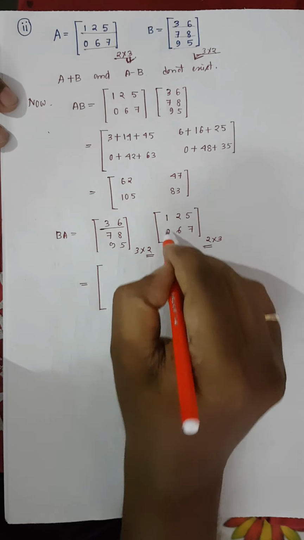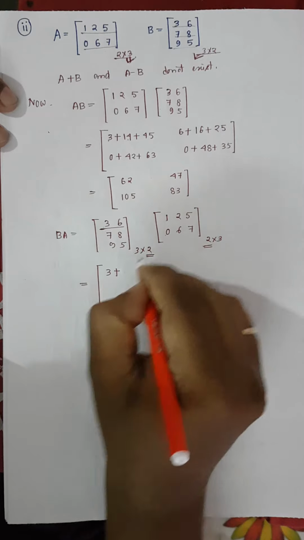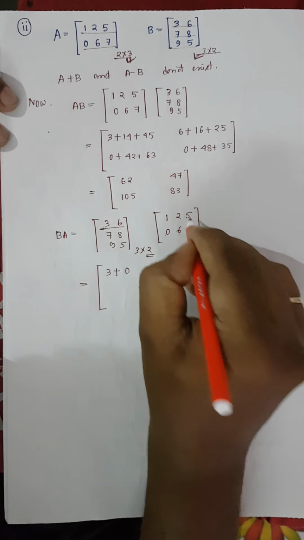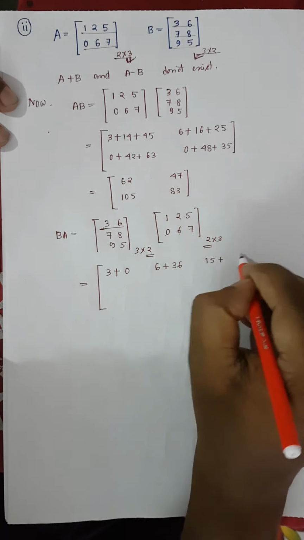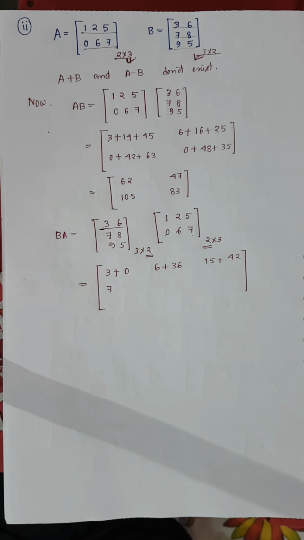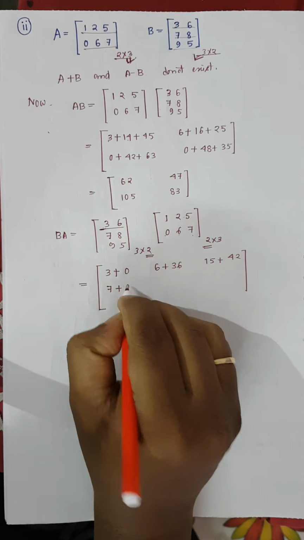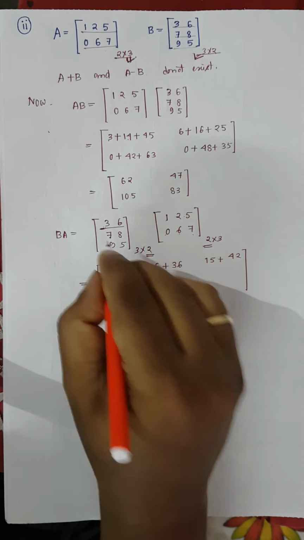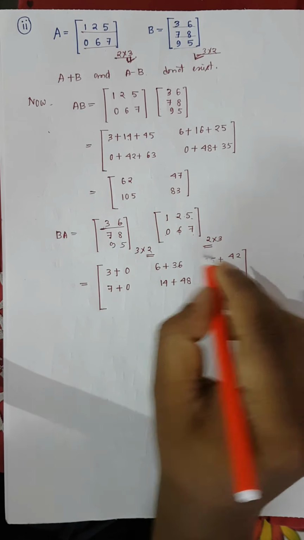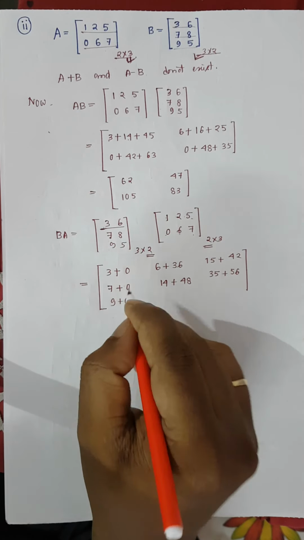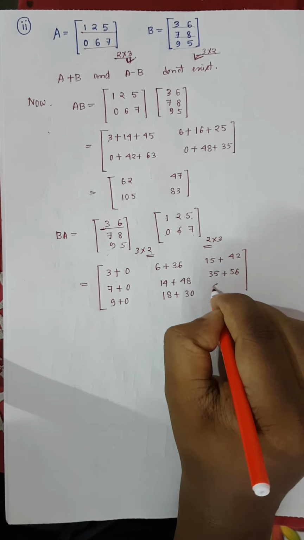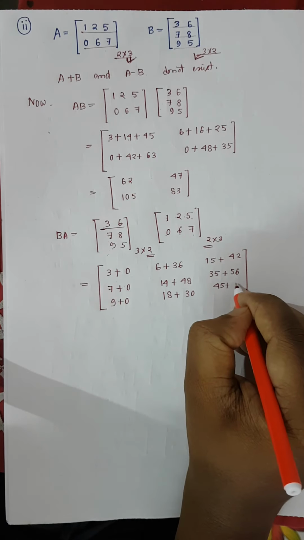Again, multiply row into column, 3 into 1 3, 6 into 0 it is 0, 3 into 2 it is 6, 6 into 6 it is 36, 3 into 5 15, 6 into 7 it is 42, 7 into 1 it is 7, 8 into 0 0, 7 into 2 14, 6 into 8 48, 7 into 5 35, 8 into 7 56, 9 into 1 9, 5 into 0 0, 9 into 2 18, 5 into 6 30, 9 into 5 45 and 5 into 7 it is 35.